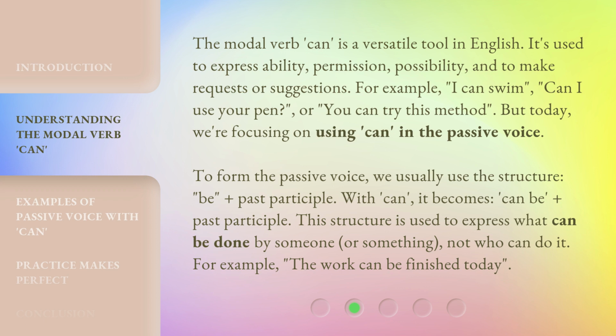To form the passive voice, we usually use the structure be plus past participle. With can, it becomes can be plus past participle. This structure is used to express what can be done by someone or something, not who can do it. For example, the work can be finished today.